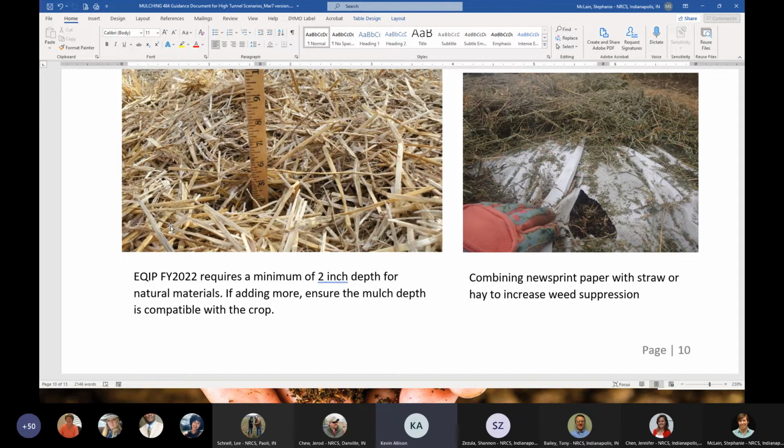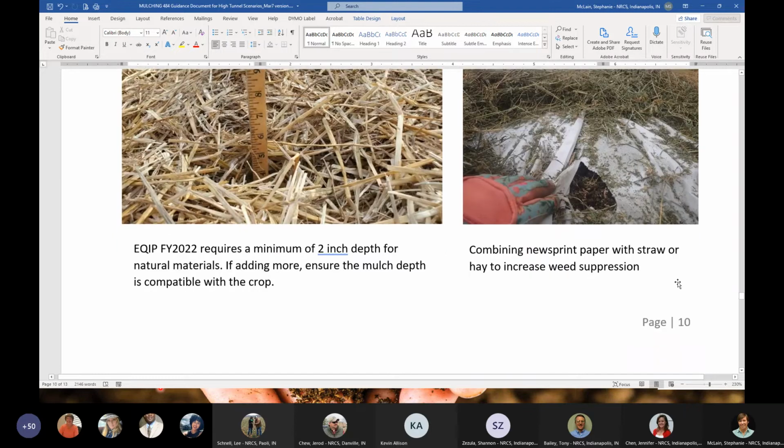Just help the grower think through those. And I'm sure Jennifer Chen uses newspaper. Yeah, me too. Just work with the grower and make sure you note down what materials they're planning to use. Make sure it fits the standard and spec, and hopefully is good for their operation. That picture on the right is a great example of multiple types of natural material, but natural material nonetheless, being layered on top of each other.